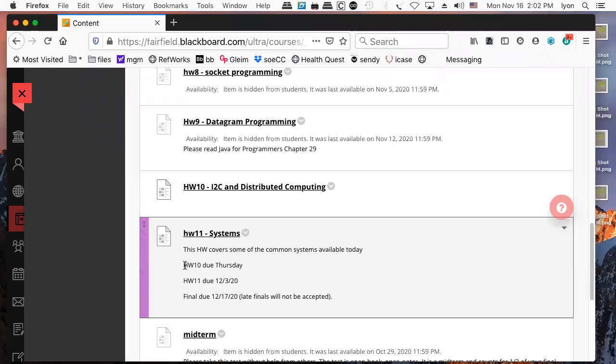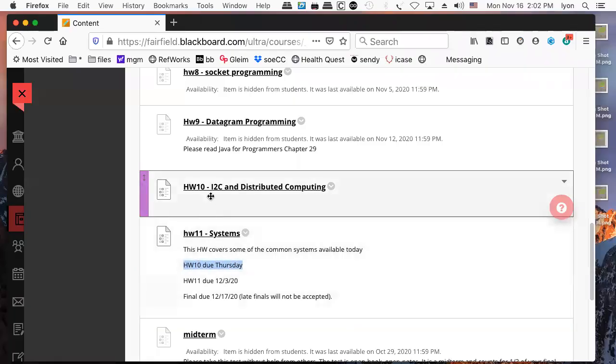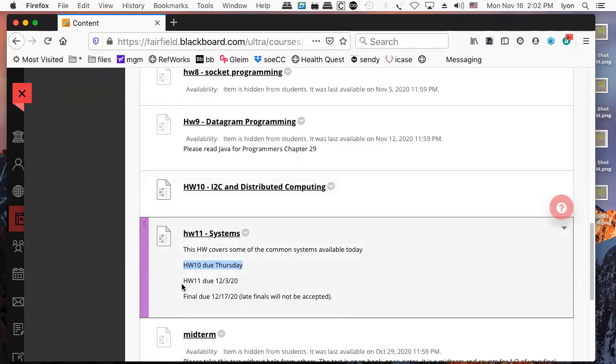We've got homework 10 due this coming Thursday. It's on the I squared C and distributed computing. So I think we probably beat that one to death pretty good. So hopefully everybody here is up to speed on that. There's going to be a homework 11 due the week that you come back, but it'll be the Thursday following your return. Well, your virtual return, I guess I should say.